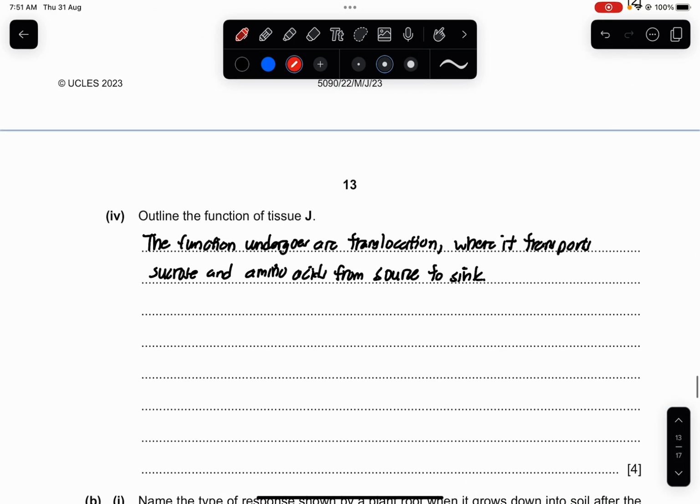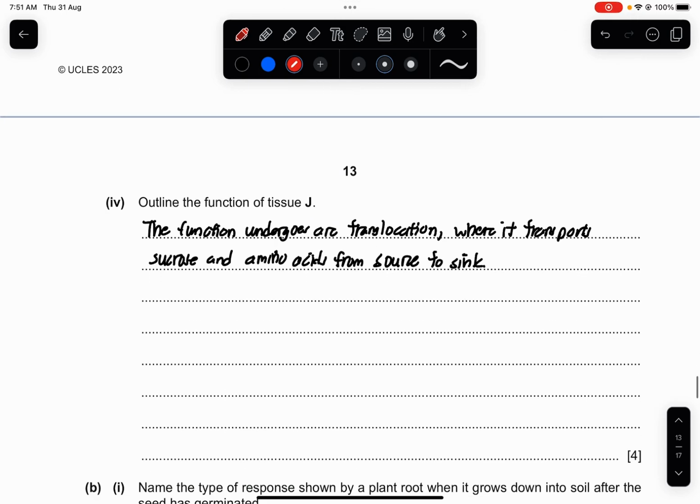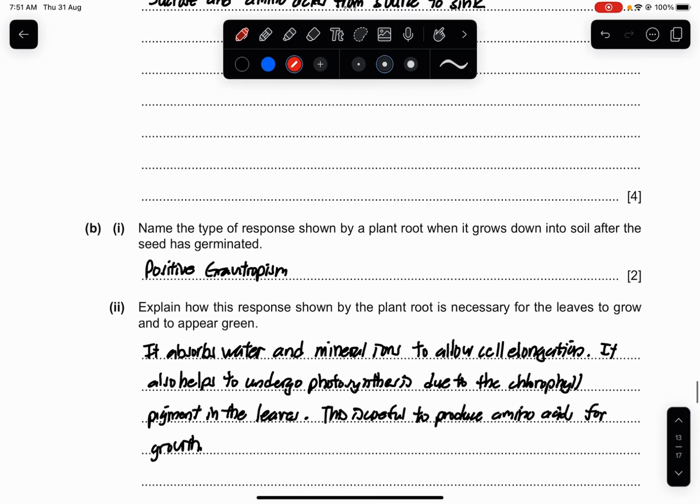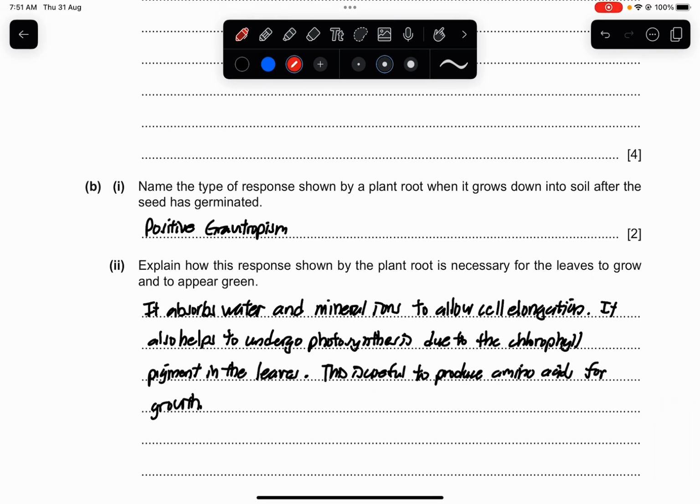Okay. Part 4. Outline the function of tissue J. So tissue J is a phloem. So the function undergoes translocation where it transports sucrose and amino acids from source to sink. Okay. B. Part 1. Name the type of response shown by a plant root when it grows down into the soil after the seed has been germinated. Positive gravitropism. Okay, if you write gravitropism only, you get 1 mark. Since they say 2 marks, it says grown down into the soil, which is positive already, not growing up. If it's growing up, it will be negative.